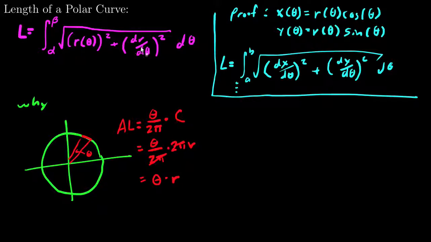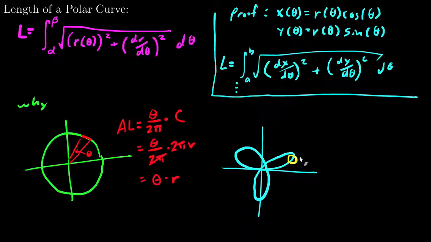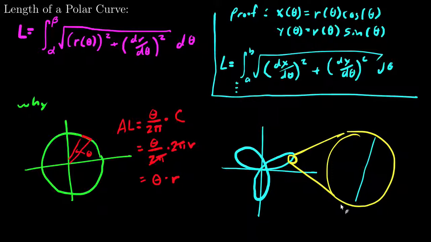But if dr d theta is 0, we have a circle, and we don't care about that so much, since we could use geometry. We care about when we have a changing function. If we have a function that's doing something interesting, like this function, and I look at a very small portion of it, since it's differentiable, it must be locally linear. And what happens is this.